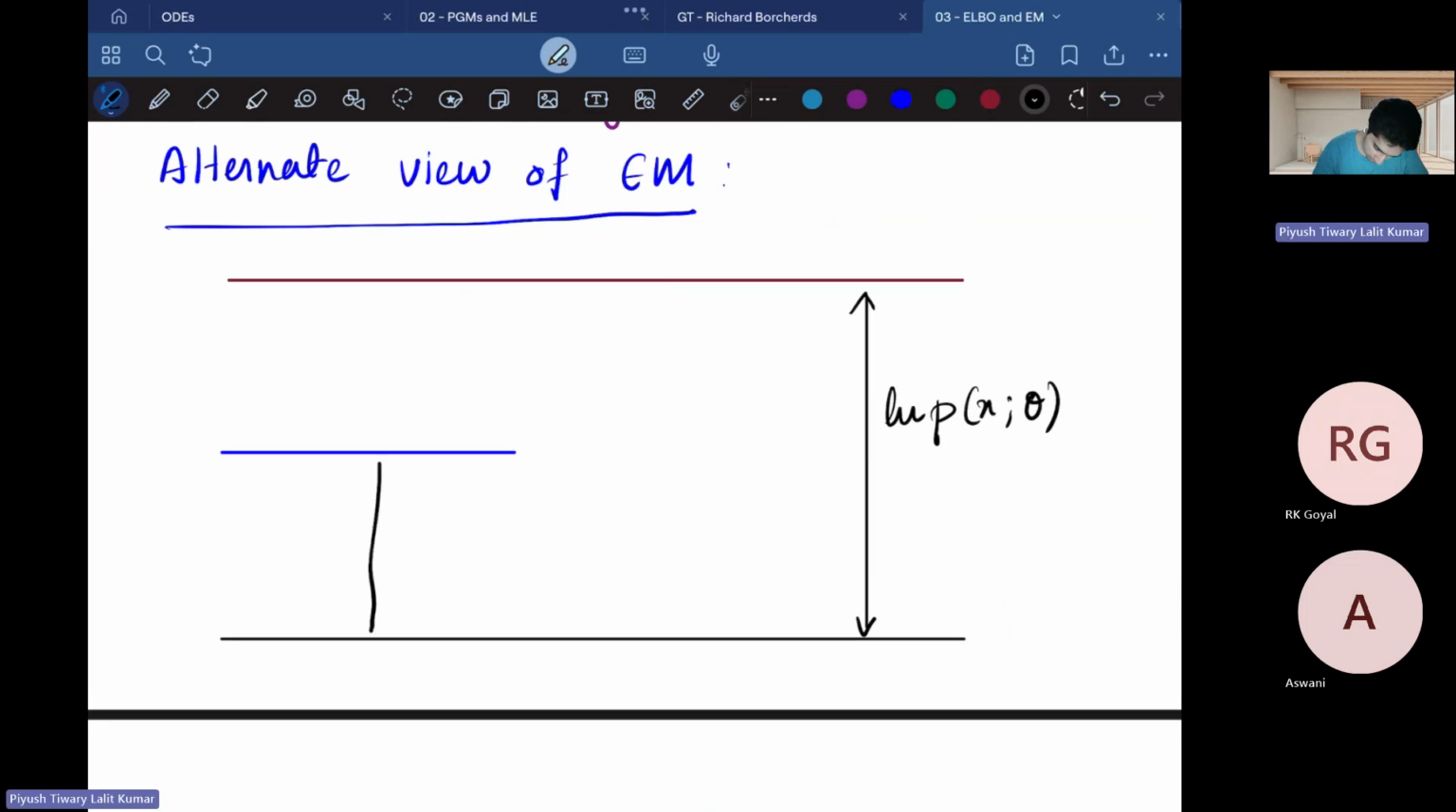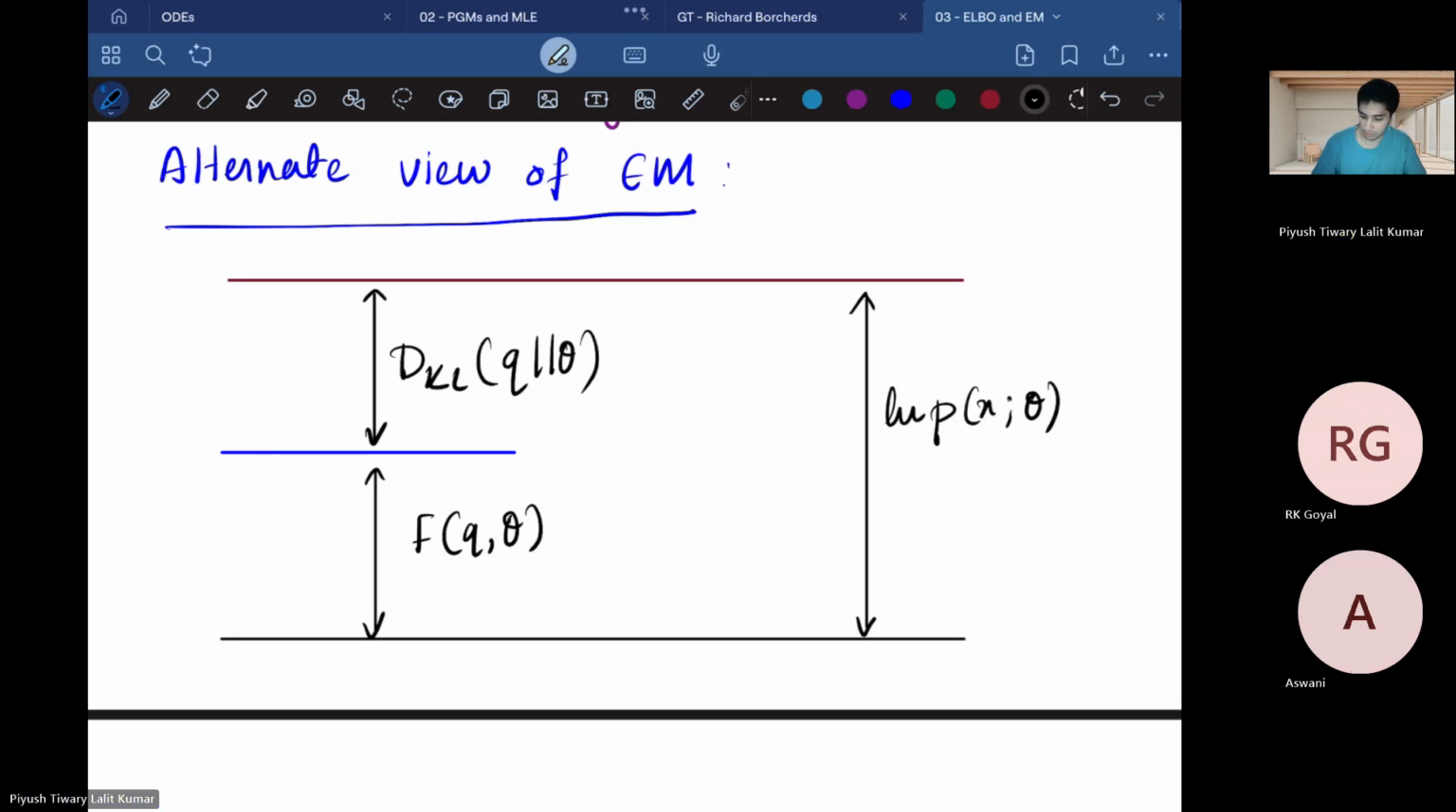There is this first term, which is your f of q comma theta, right? Which is your ELBO, right? This is your ELBO, okay? And there is another term which is your KL divergence, so D_KL between q and p. This is the picture, okay?